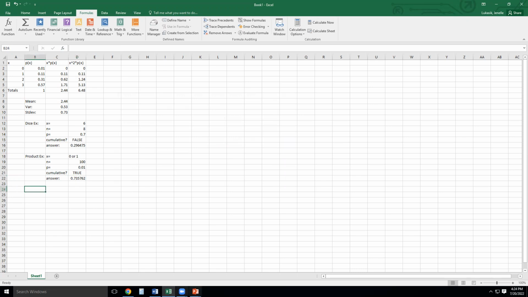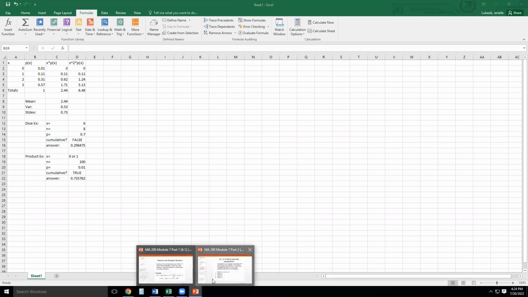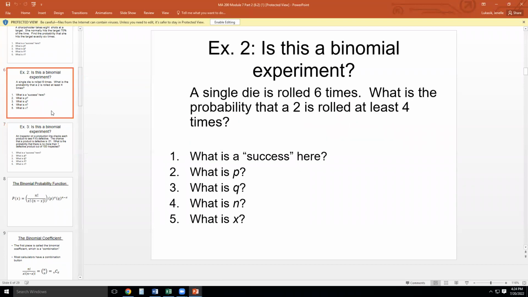All right, last example here, and this is kind of the tricky one. We talked about both situations of cumulative, but there's one more type that you might have, and that is something like this example. So I'll call this the dice example. We're going to roll a die 6 times, and we want the probability that a 2 is rolled at least 4 times. So this is binomial.